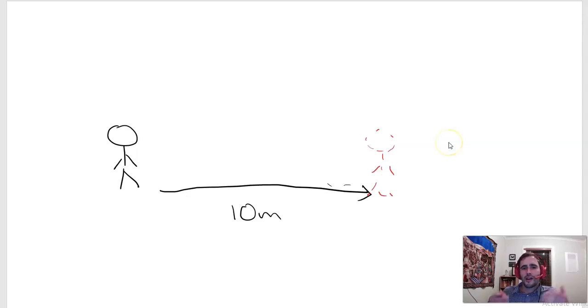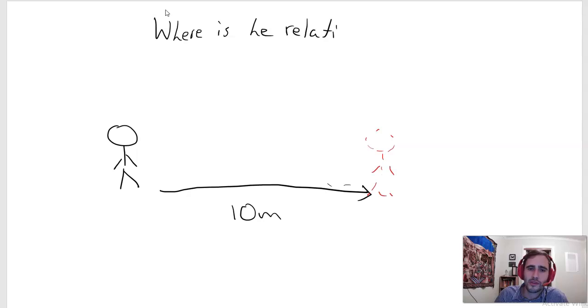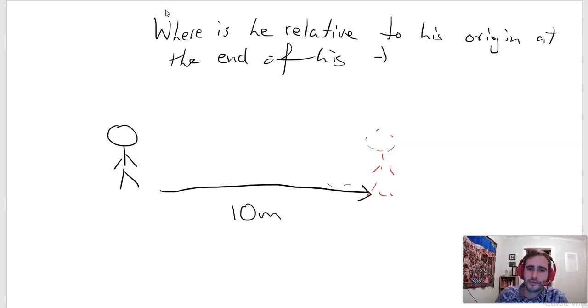And there's one question I could ask you, which is, where is he relative to his origin? At the end of his trip. That's a convoluted way of saying, where did he end up? And in this case, we could just say, well, 10 meters to the right.